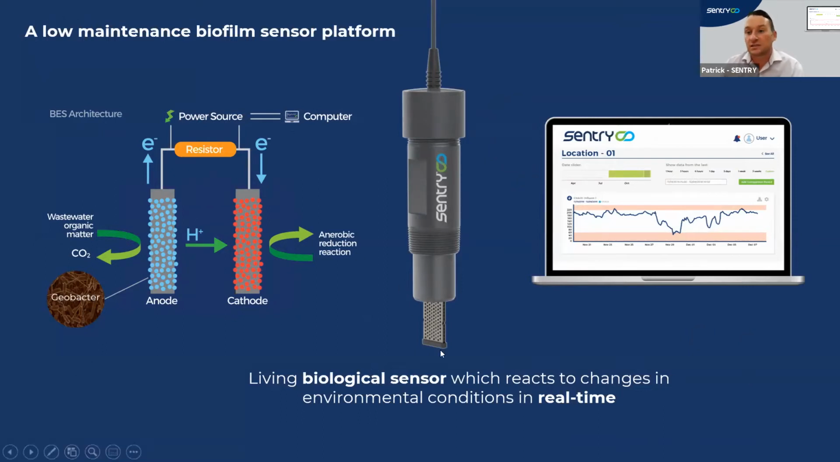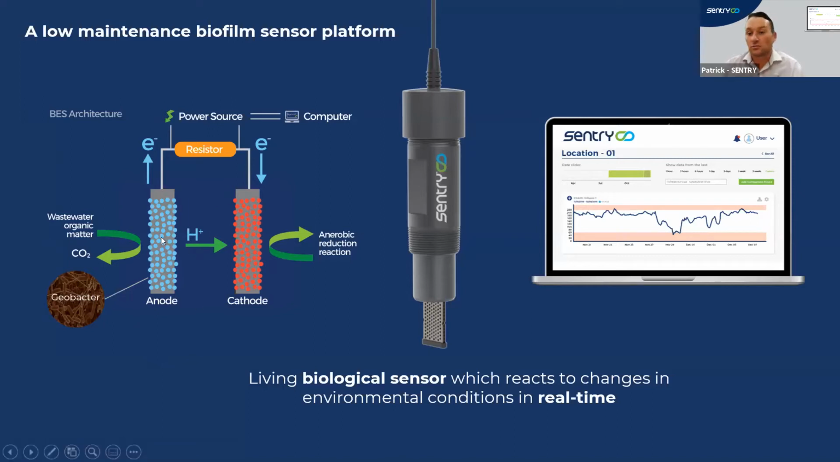If you can see here at the end of the sensor, what we have are 2 conductive surfaces. On these 2 surfaces, we apply a small voltage, and naturally occurring bacteria that are already present in the wastewater streams will simply grow on these surfaces and then use that surface as a terminal electron acceptor. So just like most biology in a wastewater treatment plant, they're all fighting for BOD, for carbon, for energy.